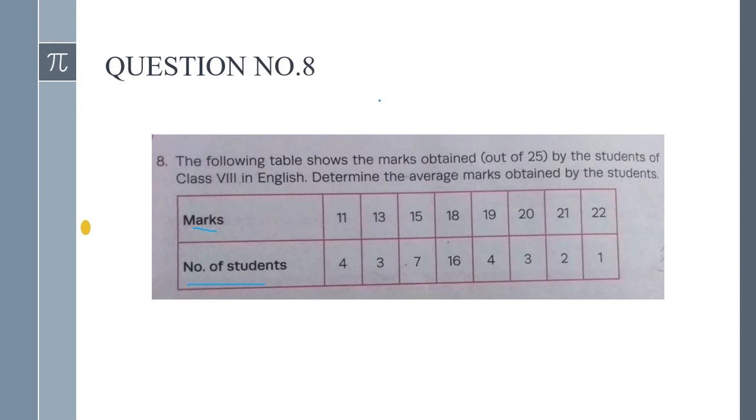The marks which students usually get are 11, 13, 15, 18, 19, 20, 21 and 22. There are no other marks than these numbers which are already mentioned. So what is this number of students? What is this number of students? This number of students is how many students have gained mark 11 in their English test.